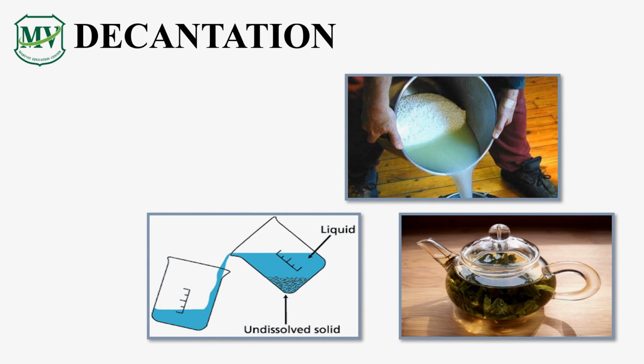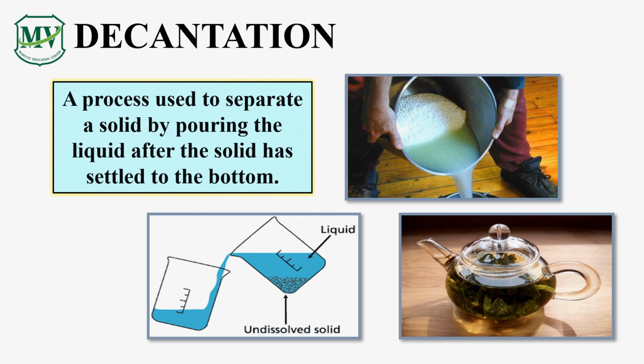What is decantation? Decantation is a process used to separate a solid by pouring the liquid after the solid has settled at the bottom. The solid substances are allowed to settle at the bottom of the container before the liquid is carefully poured off the top.